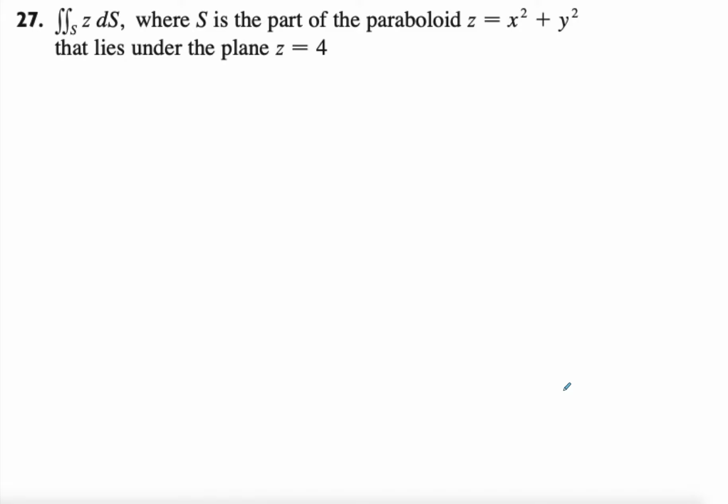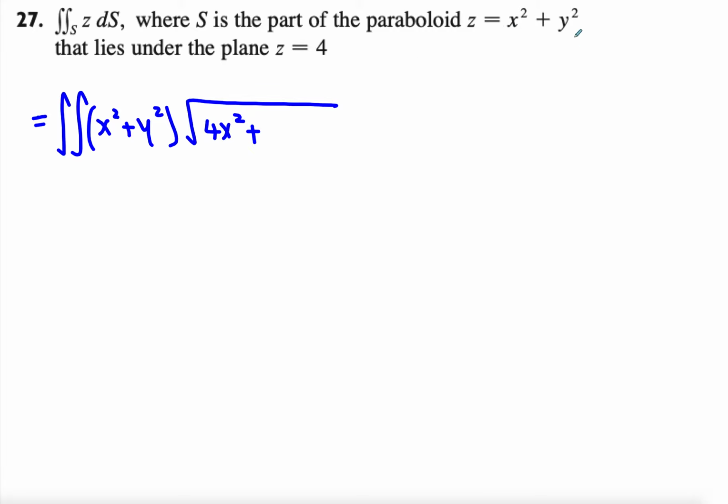Number 27. So what we want to do is get the surface integral where z is, as an example, a density function. So how are we going to do this? All right, so z is equal to x squared plus y squared. So I can rewrite this one as x squared plus y squared times the square root of partial against x, which is 2x squared, so I get 4x squared, partial against y, which is 2y squared, we get 4y squared, plus 1. And then dA.